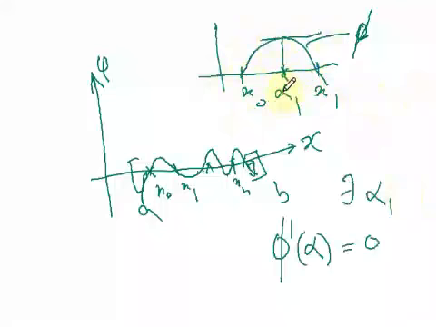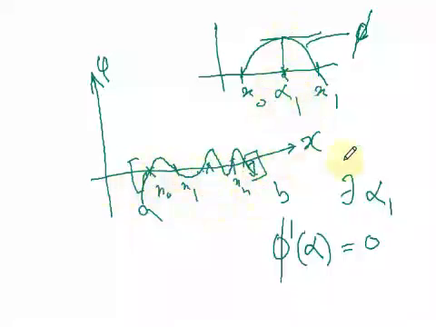So how many alpha i's can you find? Here you can find at least how many? Here you have 1, 2, so here you have n, with this n plus 1, and with this n plus 2, right? So how many subintervals do you have? You have n plus 1 subintervals, right? Each subinterval you can find at least a point.